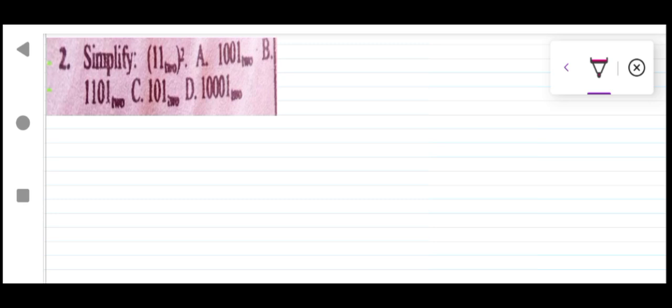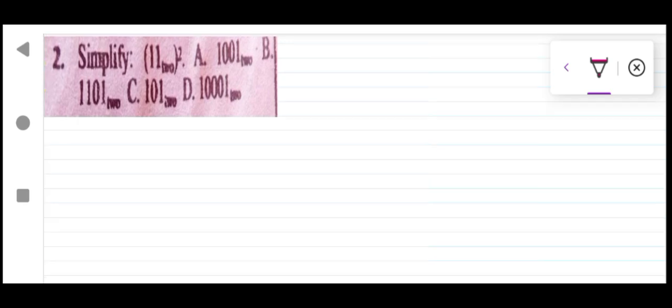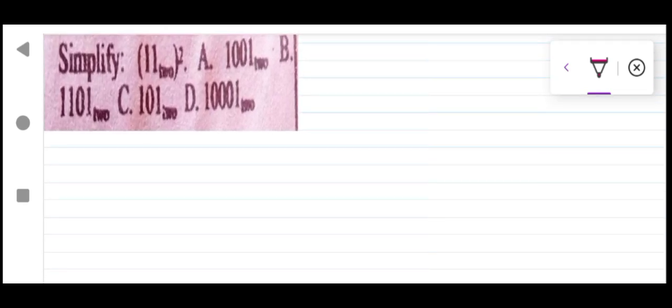Pause and solve this question under 1 minute. Let's get started. The question says, simplify 1 base 2 raised to power of 2.